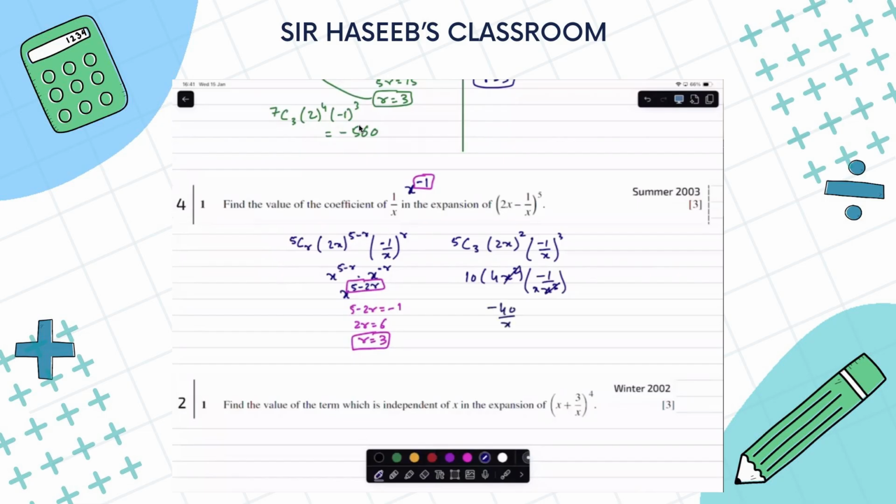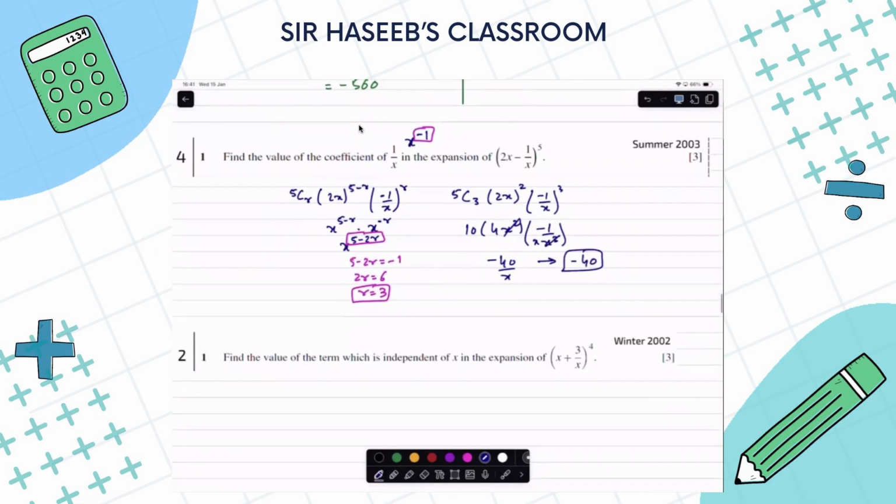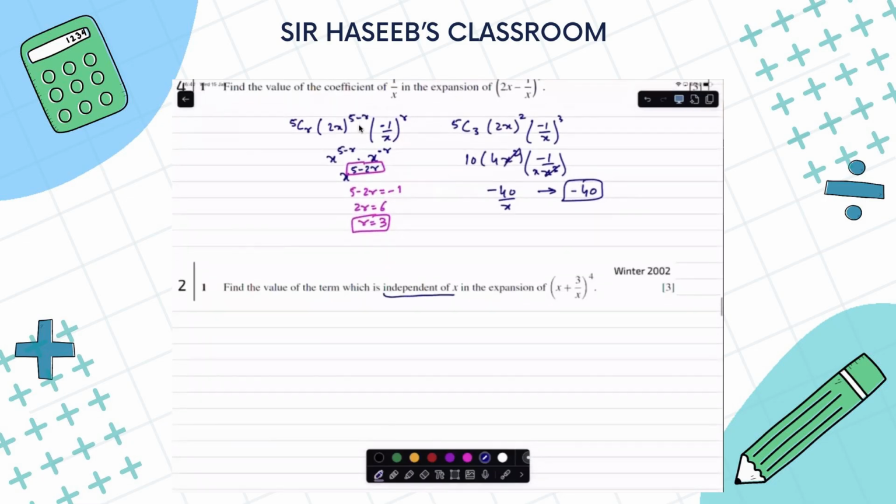Negative 40 over x. So the coefficient is negative 40. Clear? Yes, sir. Okay. Similarly, the term independent of x, that means x power 0.